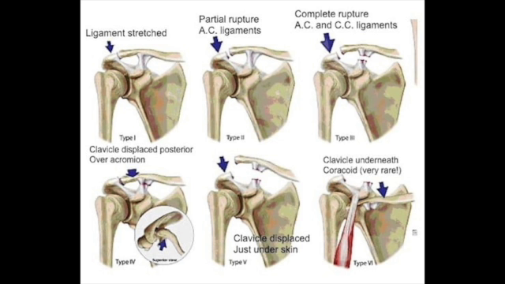Class 3, even more significant widening with rupture of the AC and the CC ligaments. Class 4, again, rupture of the AC and CC ligaments and displacement of the clavicle into the trapezius. And class 5 is a class 4 plus disruption of the clavicular attachments.